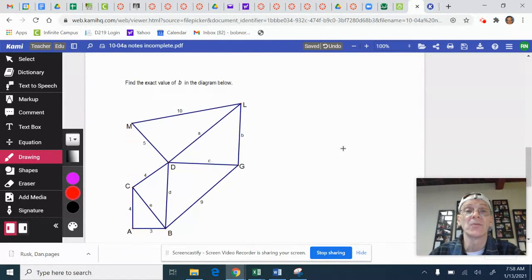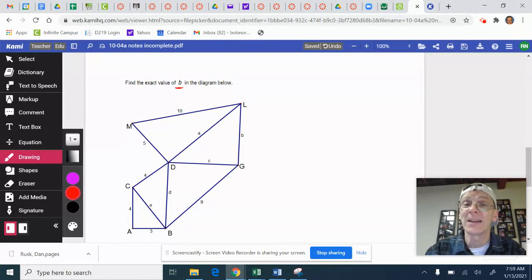Let's go down to the next page here. I want you to find the exact value of B. There are lots of unknown segment lengths in this diagram. There's an A, a B, a C, a D, and an E. Ultimately, I want you to find B. I don't know if you're going to have to find all of those other variables on your way to finding B, but I will tell you this, you can't find B immediately until you find at least one or more of the other variables. Okay, so pause the video now and get to work on this one.